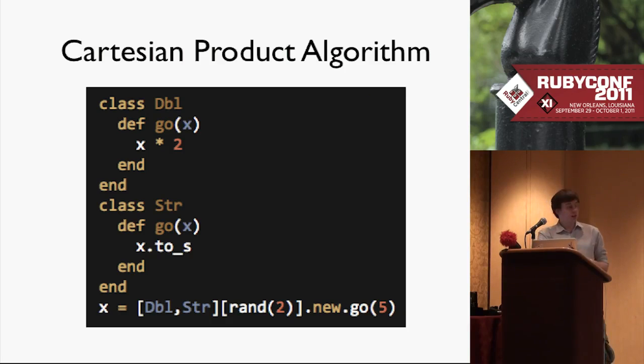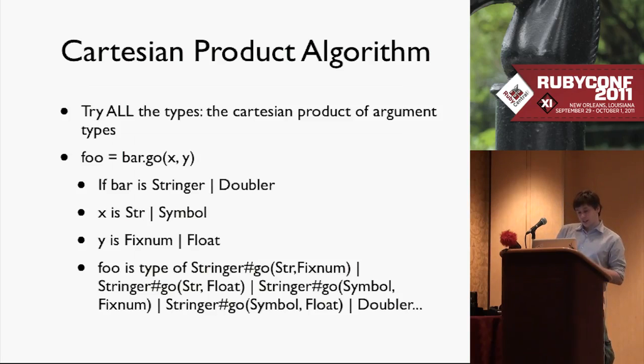We want to find out what the bottommost X's type is in this horrible little line of code. And you can see here, it does depend on both the receiver of go and the argument. If it goes to the double class, it'll return an integer. If it goes to the string class, it'll return a string. Or if you put a string into double.go, it'll get, but that doesn't happen. I lied. So the answer is to try all of the types, the Cartesian product of all the argument types. So that means every possible combination of bar's class, X's class, Y's class, all need to be tried, and then you union the results of these all together.